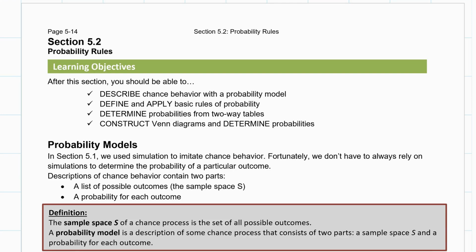In the earlier section, we learned that probability was a long-run proportion of the time a particular event happens over a long series of random events. And we use simulation to do that chance behavior. Fortunately, we don't always have to rely on simulations. We can look at a set of rules that define how probabilities work.